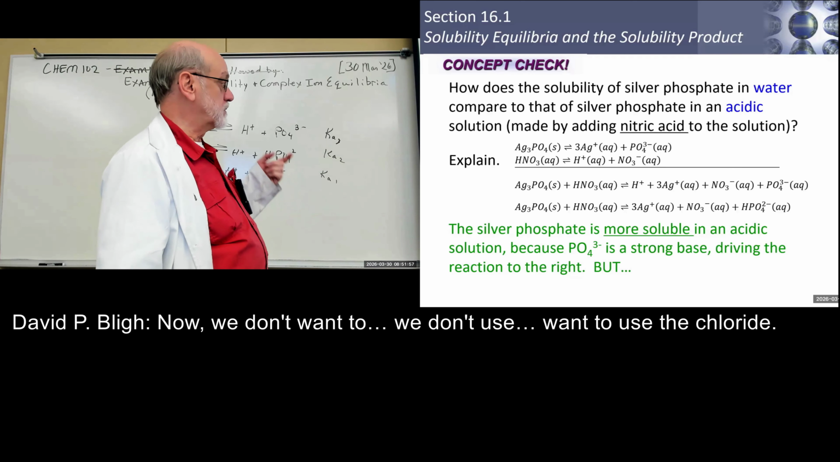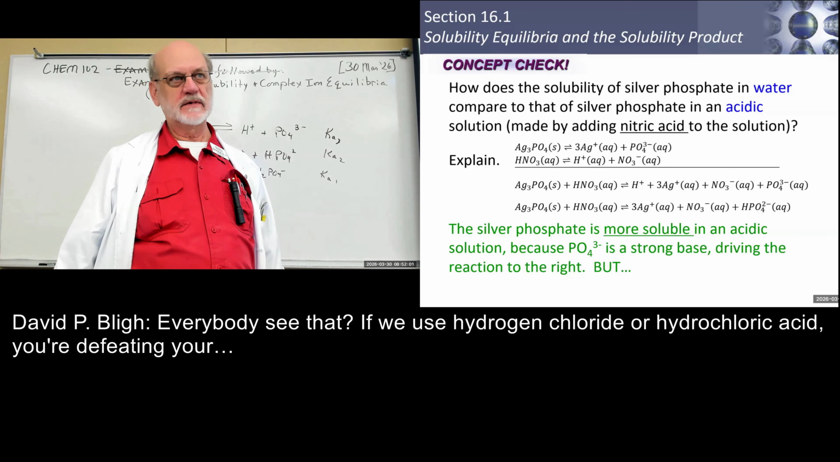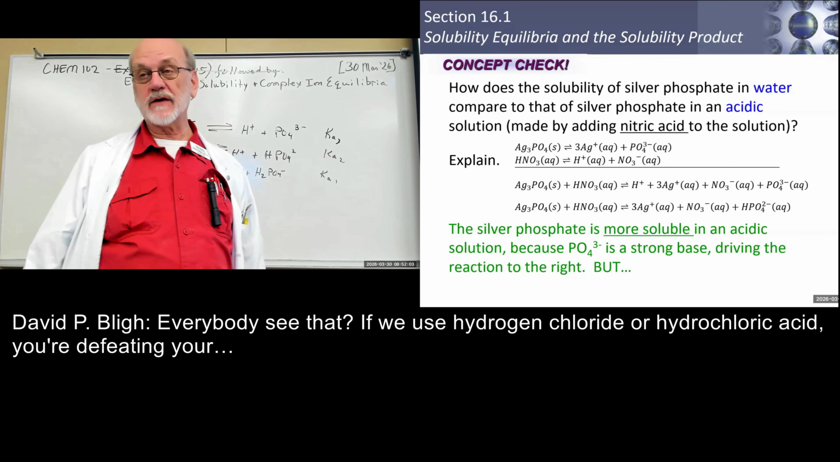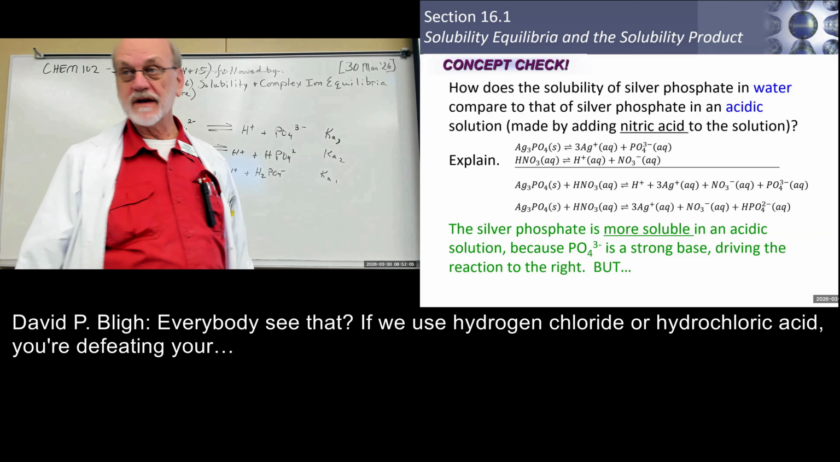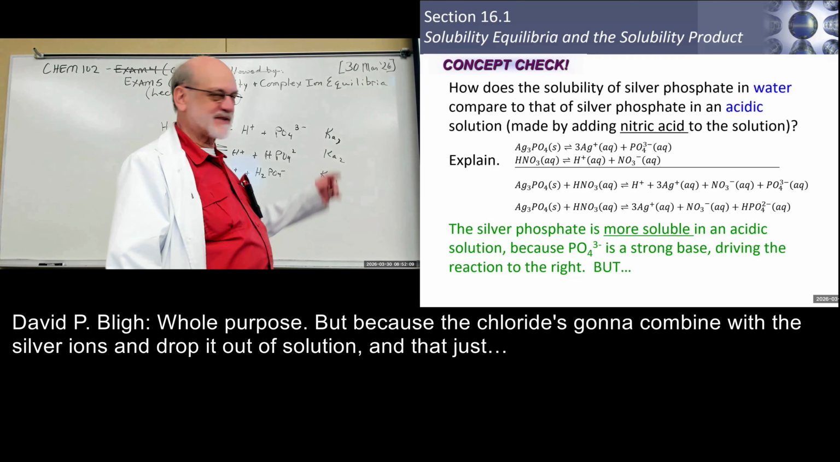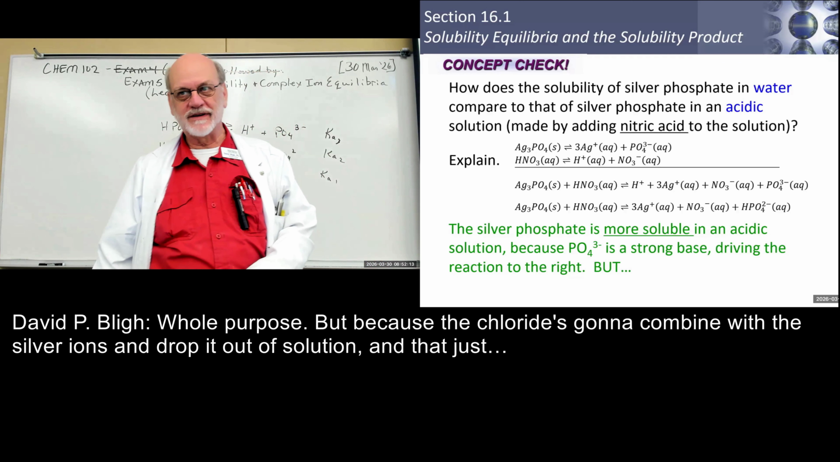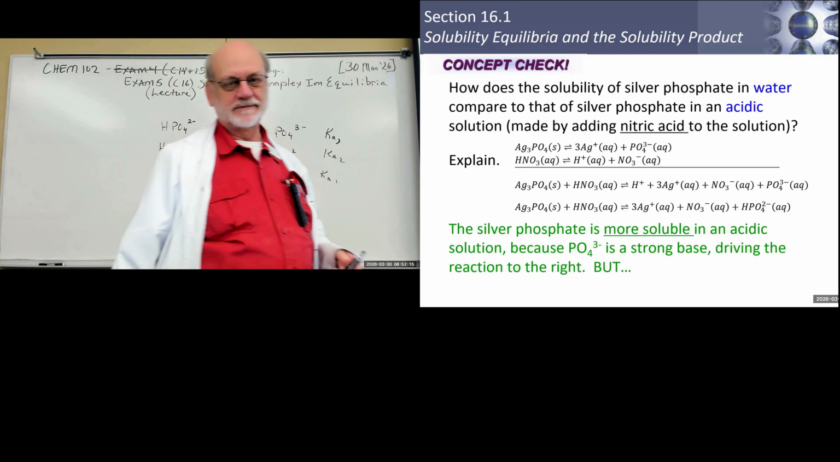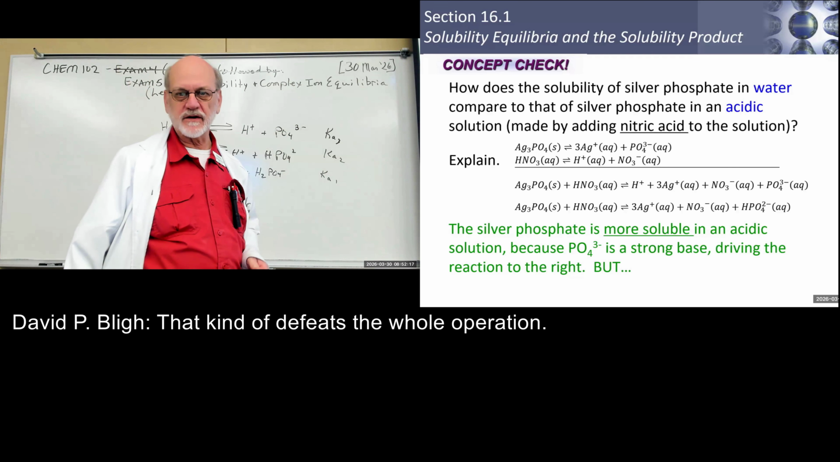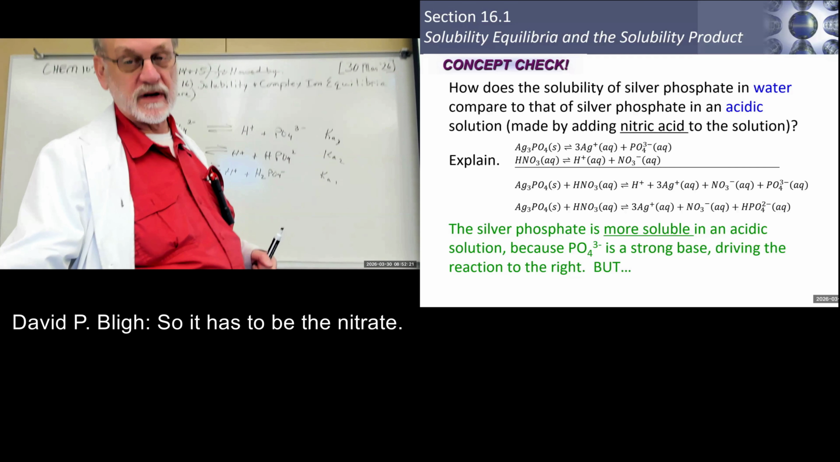Now, we don't want to use the chloride. Everybody see that? If we use hydrogen chloride or hydrochloric acid, you're defeating your whole purpose, right? Because the chloride's going to combine with the silver ions and drop it out of solution. That kind of defeats the whole operation. So it has to be the nitrate.